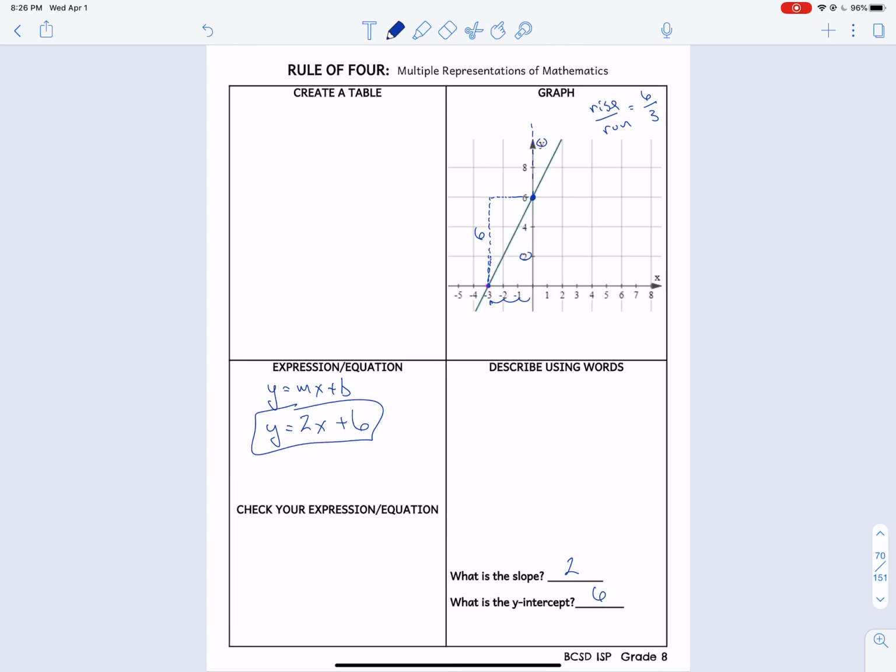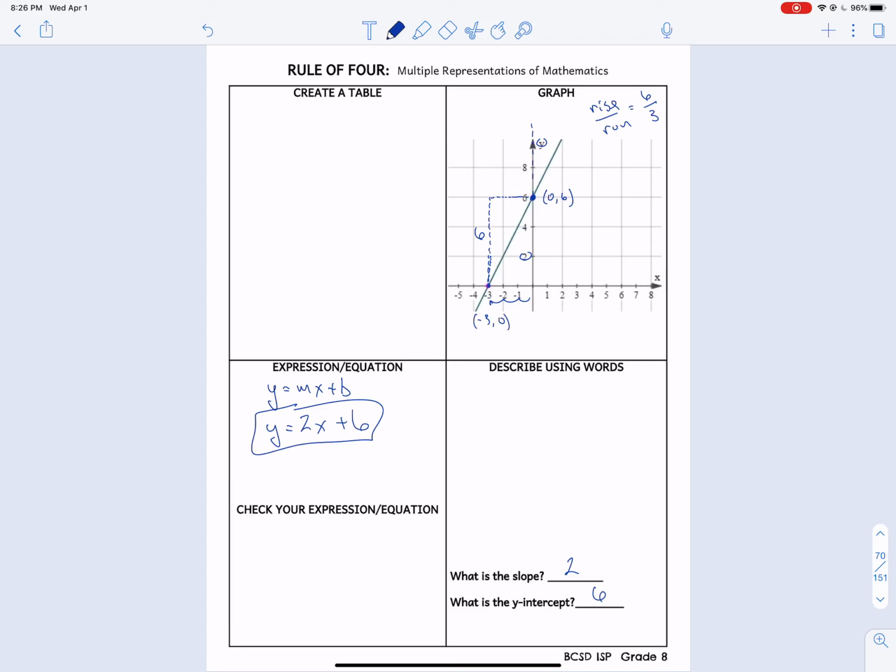So there's our equation. And again, how can we check? Well, we are given points. Okay, we have ordered pairs, so this is at 0, 6, so we can substitute 0 in for x. If we do that, 2 times 0 is 0, plus 6 is 6. Or we could try this one, -3, 0.